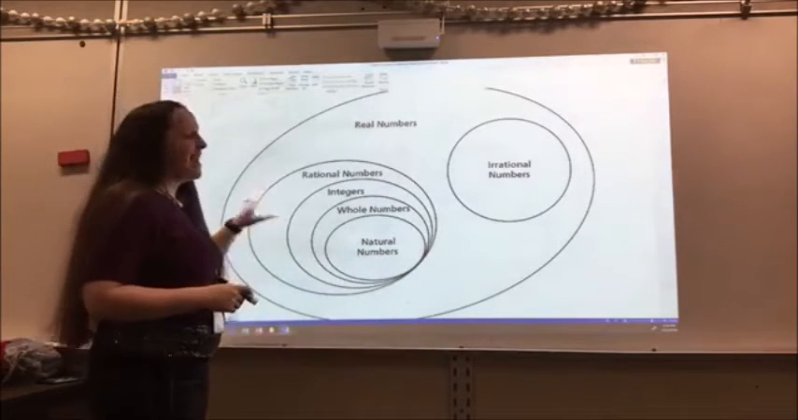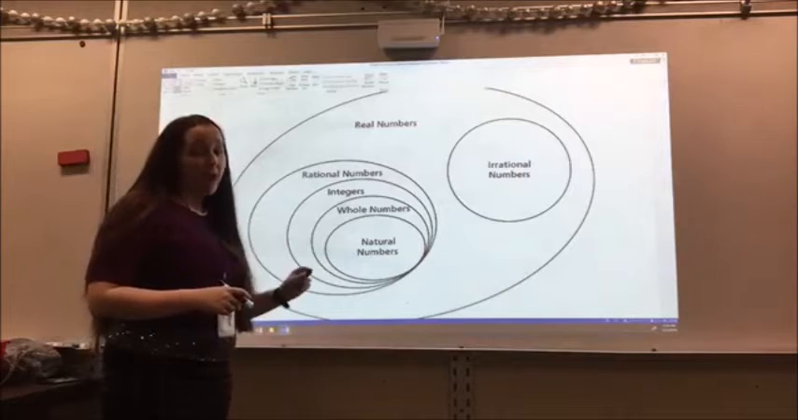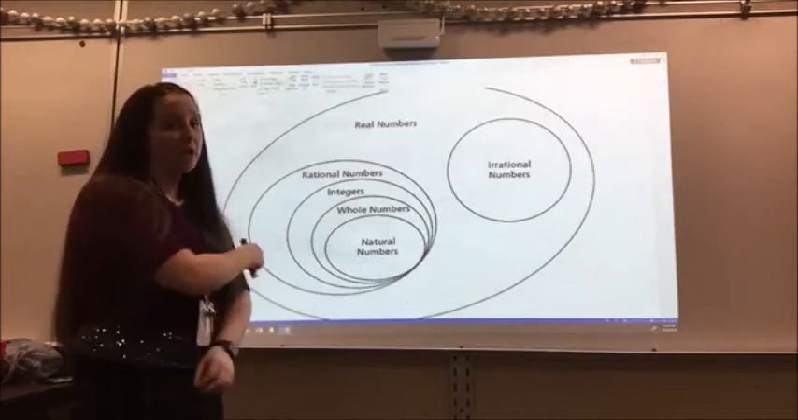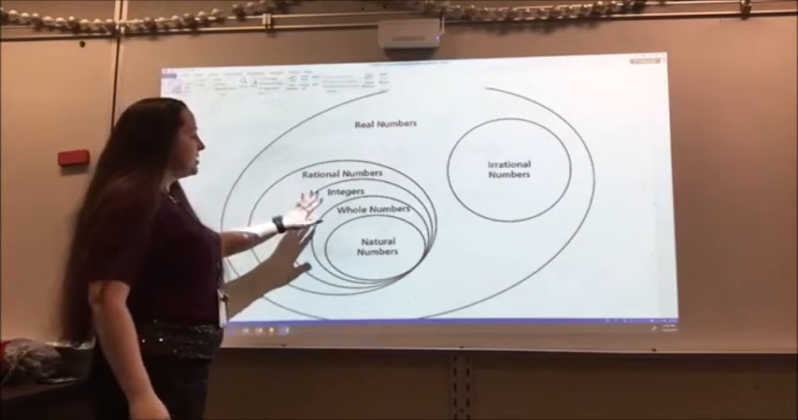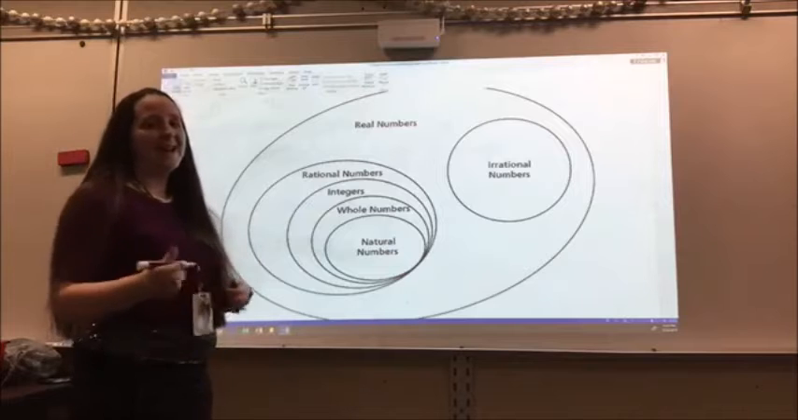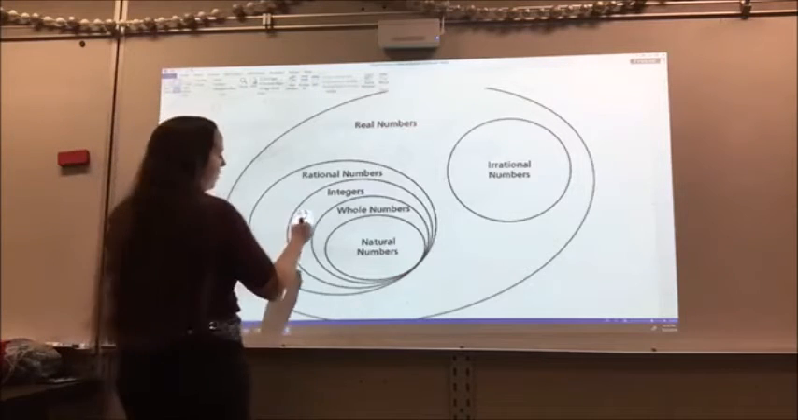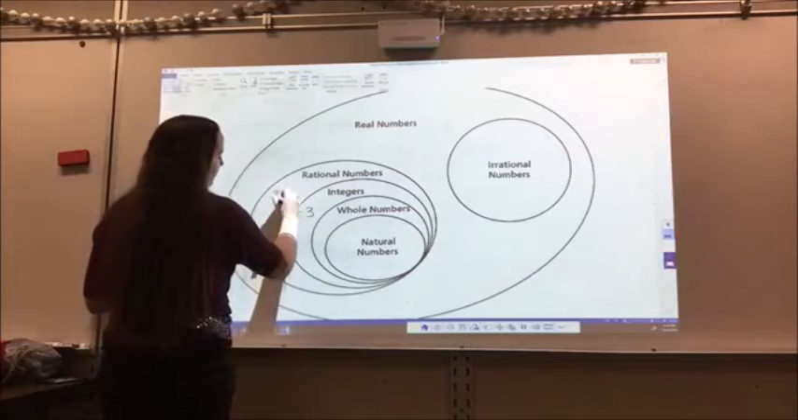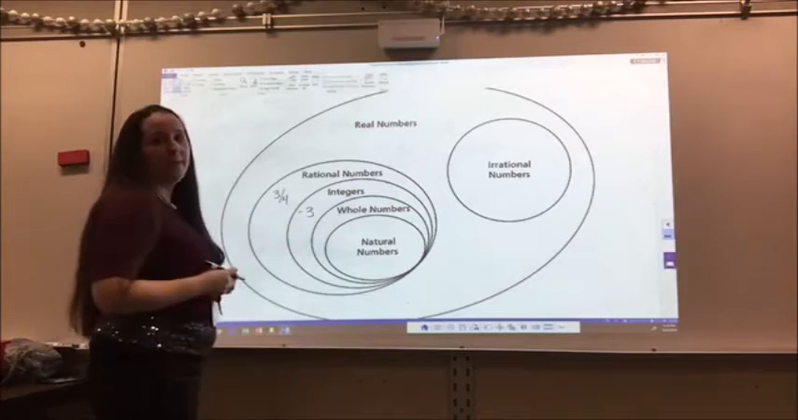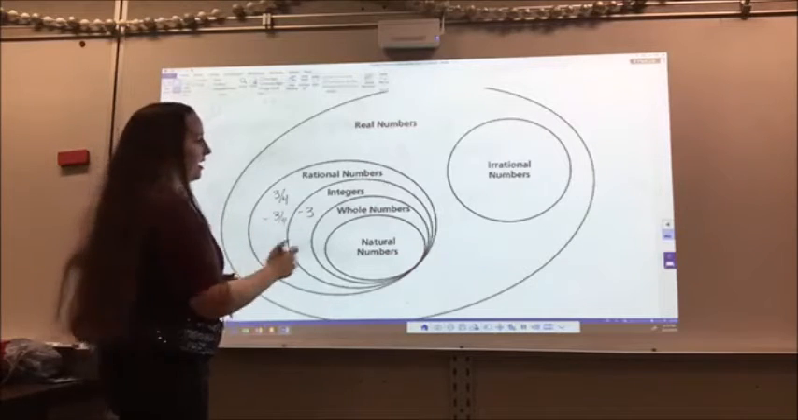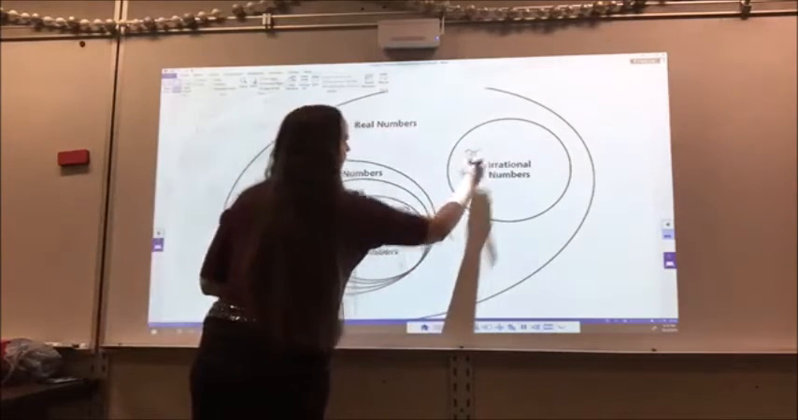Rational numbers are any numbers that can be written as a fraction, either positive or negative, but they have to be able to be written as a fraction, okay? Rational numbers include integers. Integers are your positive and negative numbers, so negative whole numbers, like -3 is an integer, but 3/4 is a rational number. -3/4 is a rational number. Okay, irrational could be pi.